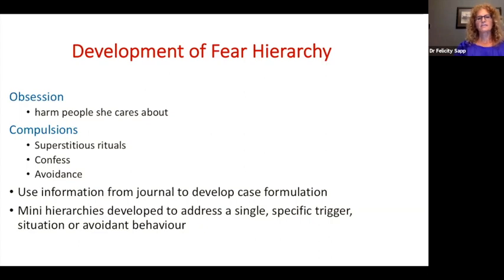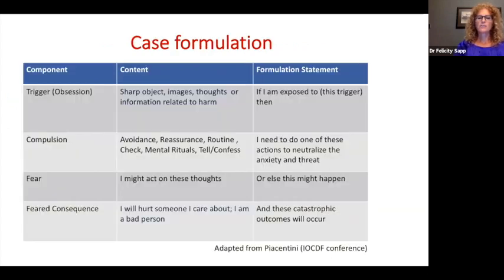And here's a great table that John Piacentini used to help people understand how to develop a case formulation. What you want to do is take your formulation statement. So if I'm exposed to this trigger, a sharp object or image or thoughts or information related to harm, I need to do one of these actions to neutralize the anxiety and threat: avoidance, reassurance, confess, or else this might happen. I might act on these thoughts, and then these catastrophic outcomes will occur. Well, I might hurt someone I care about, and it means I'm a bad person.